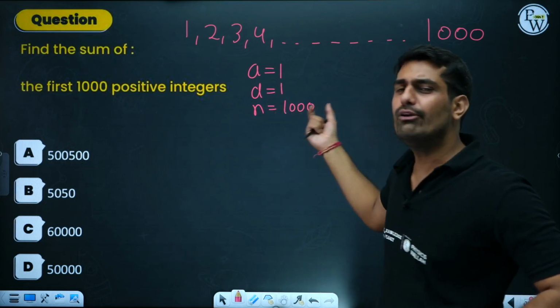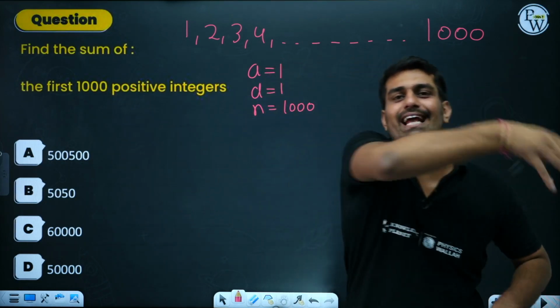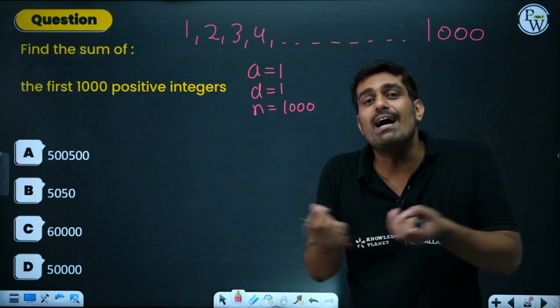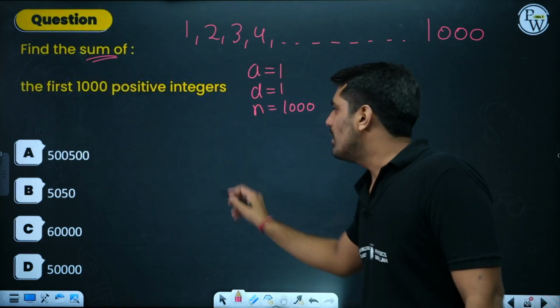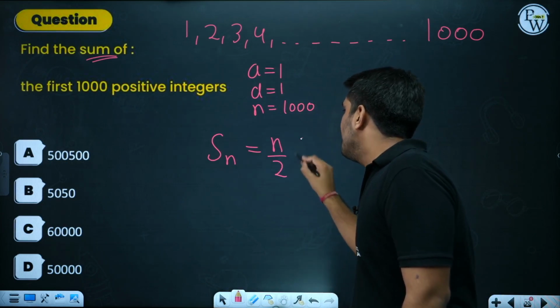How so? How do you know that n is 1000? First 1000, 1, 2, 3, 4 like this up till 1000. The value of n is 1000. We are counting up till 1000. They are asking you the sum. The sum is what? Sum is simply n by 2, n by 2.